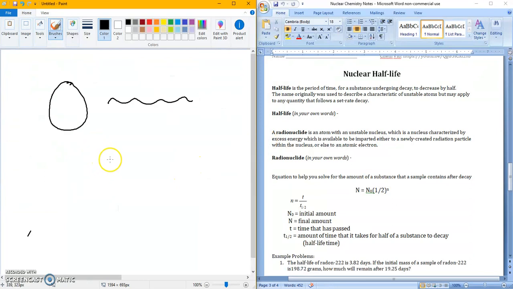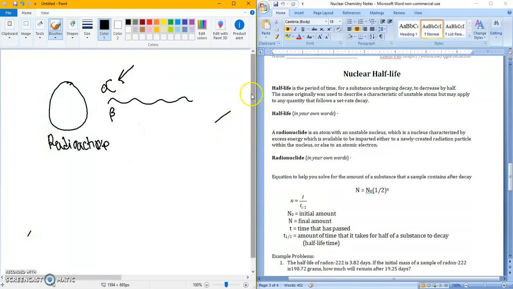So now let's talk about a radionuclide. A radionuclide is the particle that comes off of the radioactive atom. So this is my radioactive atom. It looks like an egg, but it's radioactive. Radioactive atoms let off smaller particles, right? Smaller nuclei, like alpha particles or beta particles or whatever. So a radionuclide is referring to whatever the radioactive atom gives off.